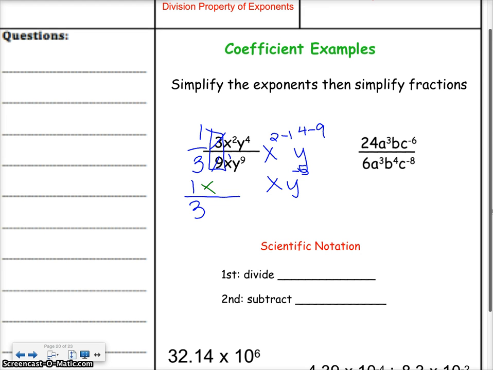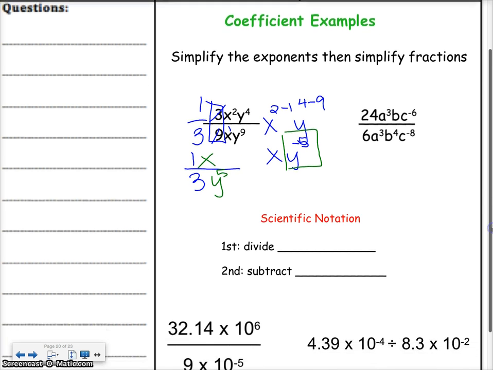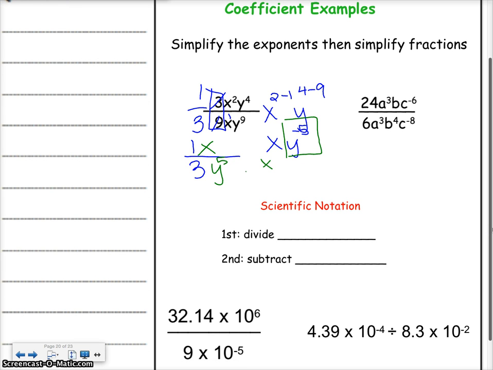My x stays with my 1. My y to the negative 5 needs to go on the bottom. And then you just make it look pretty because that doesn't look so pretty. 1 can hide again. X over 3y to the 5th. That's what you do.